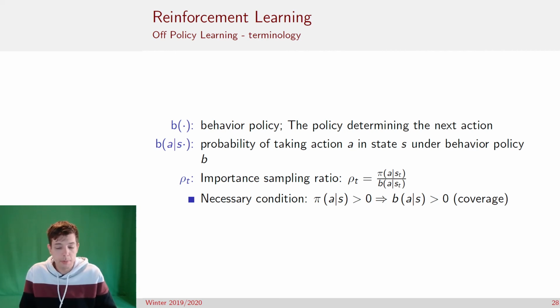And this importance sampling ratio here is the probability of an action, given we are in a state, under the policy we want to learn, divided by the probability of the same action, given the state, under our behavior policy.